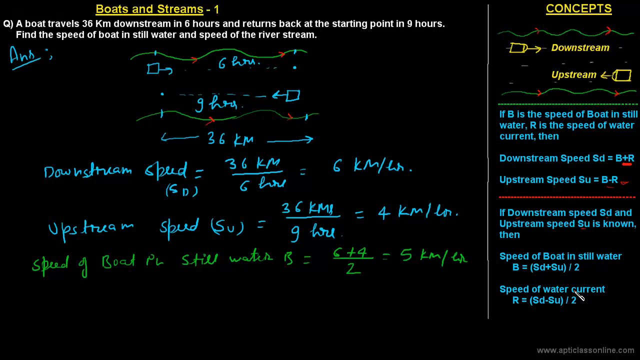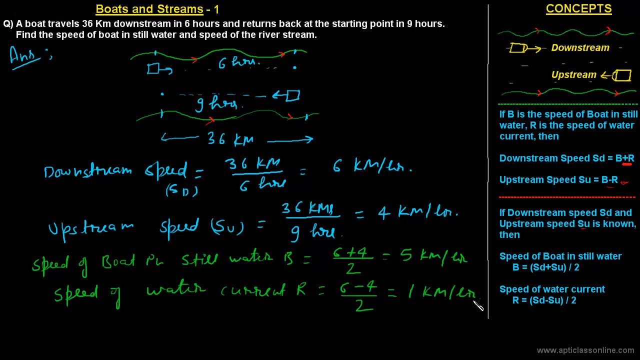Okay, similarly speed of water current, that is R, that can be found out as SD minus SU by 2, that is 6 minus 4 by 2, that is 2 by 2, that is 1 kilometer per hour.